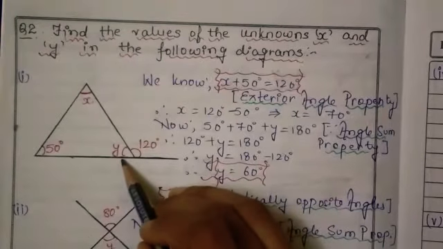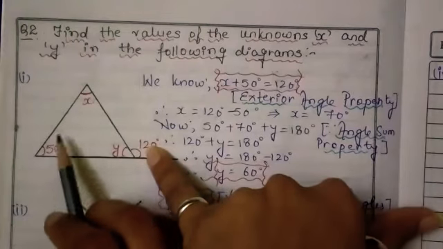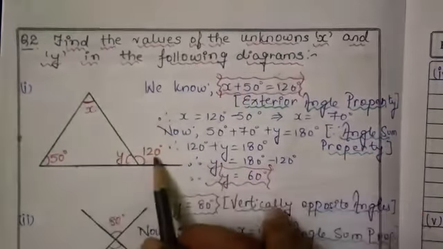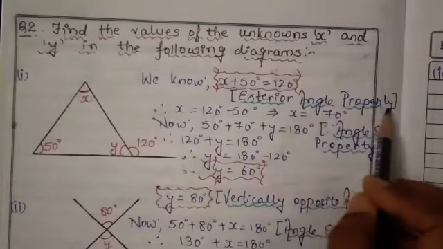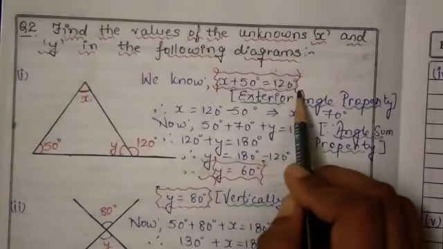Now we have learnt that the exterior angle is the sum of the two opposite interior angles. So I can write x plus 50 is equal to 120. Why? Because the exterior angle property suggests this. So x plus 50 is equal to 120.